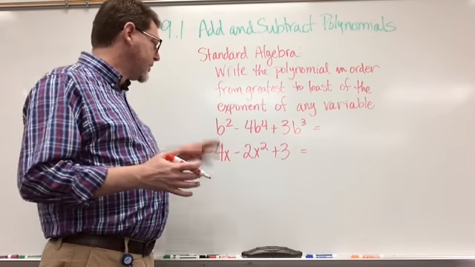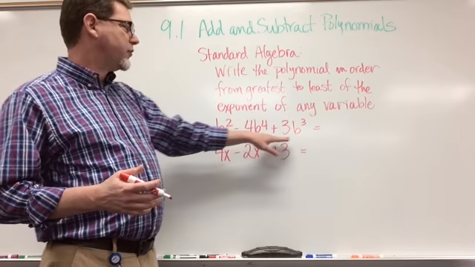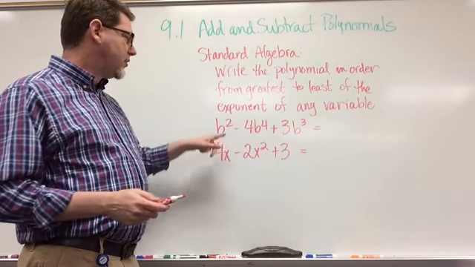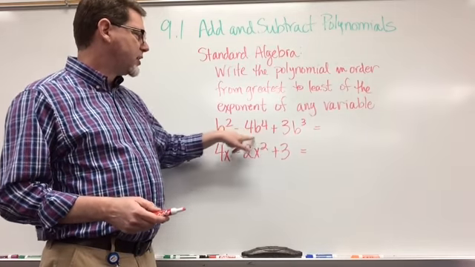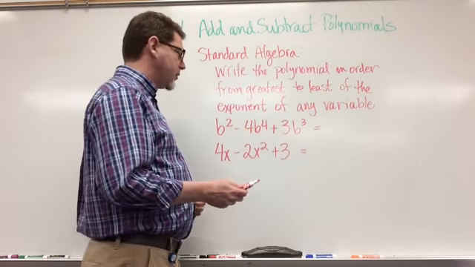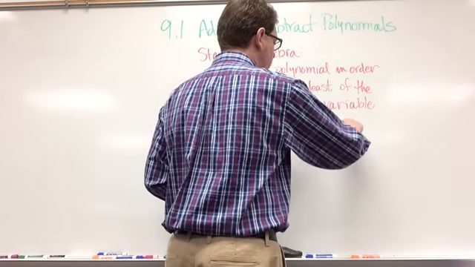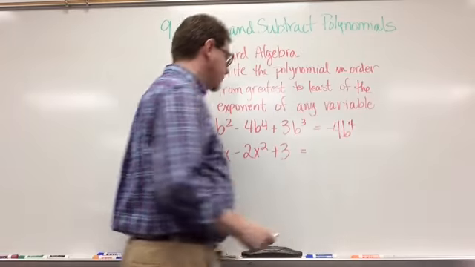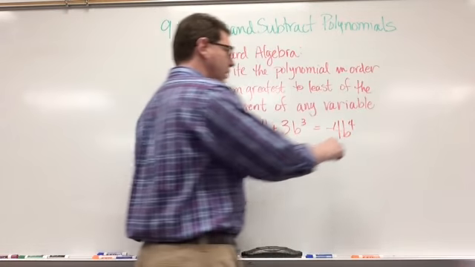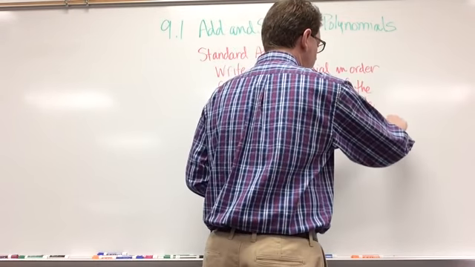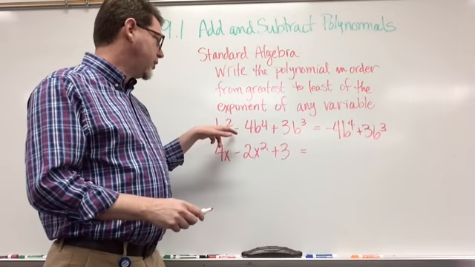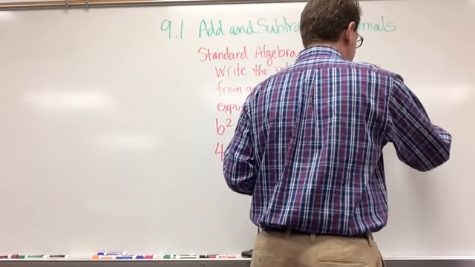variable of that exponent. So if I have b squared minus 4b to the fourth plus 3b cubed, I'm going to use b as my variable. So I start with the largest exponent first, and that's negative 4b to the fourth. And next would be plus 3b cubed. And then next would be plus b squared.